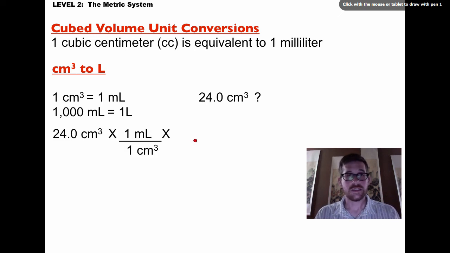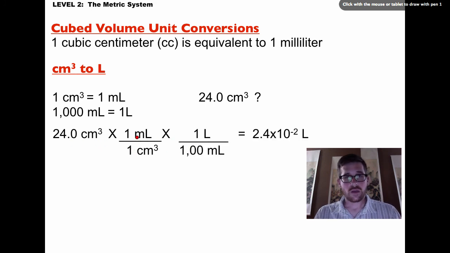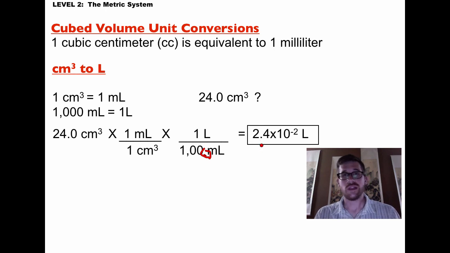Well, let's deal with the cc's first. We're going to convert that. It's 1 to 1, right? So 24 cubic centimeters is the same as 24 mL. And then we're going to convert the milliliters. This should be 1,000. Let's put an extra 0 in there. Thousand. So we then multiply this by 1, divide by 1,000, and we get 2.4 times 10 to the minus 2 liters. So a smaller value because we're in a bigger unit.